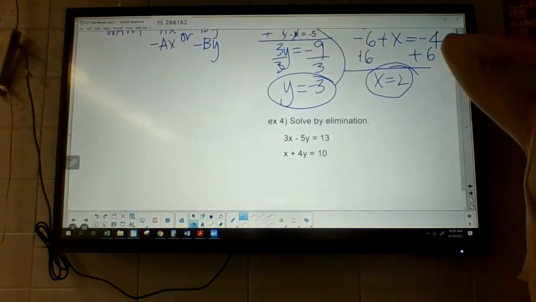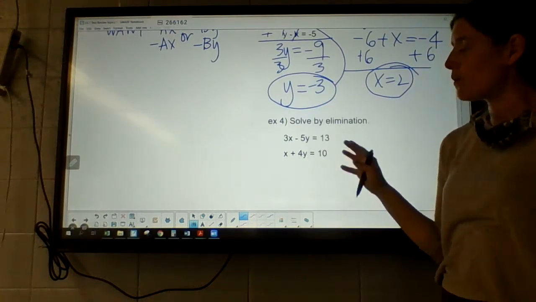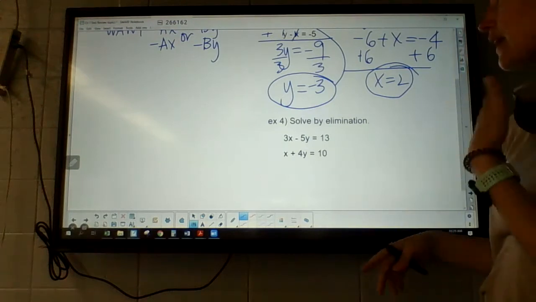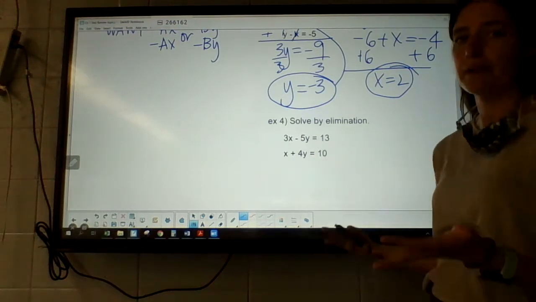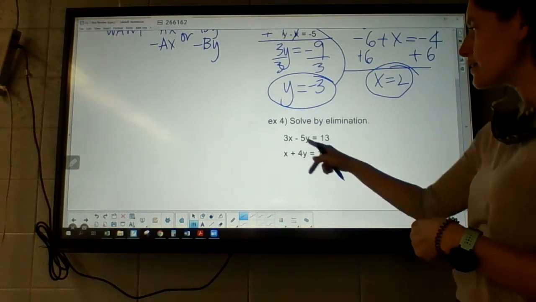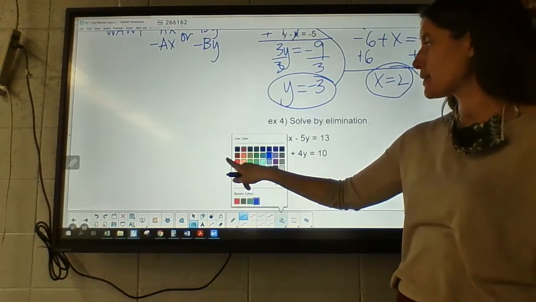Now this one's not as easy because nothing will cancel if I just add them the way they are. So I look for what would be easier in this case. The 5 and 4 can both become 20. That would work, but it's probably not the easiest way. So I'm going to use the 3x, and then I'm going to make this bottom one a negative 3x.